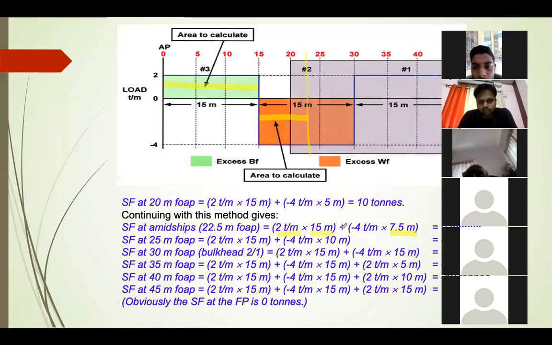So basically we are finding out these values and we will be plotting these values on a graph to see how the curve of the shearing force will look.